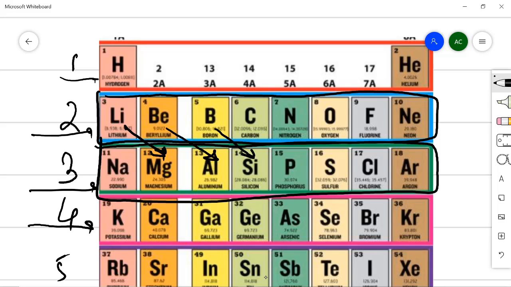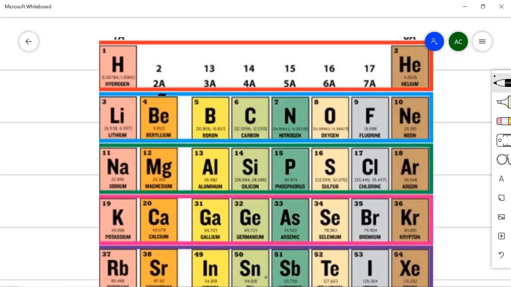So these elements of the second period resemble in properties the elements of the third period, and this leads to a diagonal relationship, and that is why they are known as bridge elements, because they form a kind of bridge between the second period and the third period. Examples are lithium and magnesium, beryllium and aluminium, boron and silicon. So these are known as bridge elements.